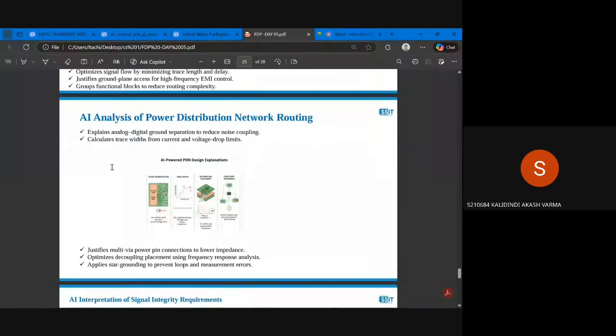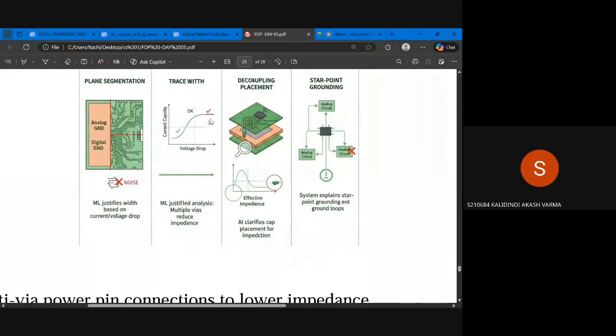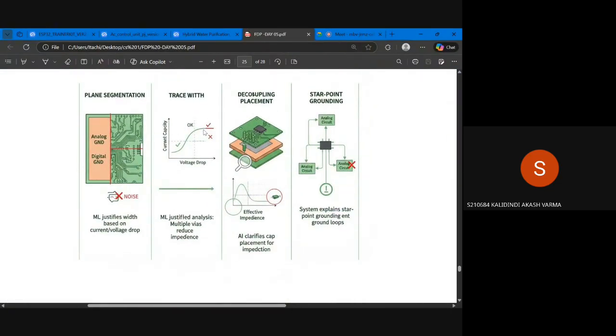AI will also analyze the power distribution network. If you are giving a requirement in the design tool itself, it recommends what the track width should be, what the track length should be, and what the direction of that particular track is. If you are minimizing the track width, it won't allow us to go further. So we should obviously go with the AI recommendations. If there is any analog, digital and power segmentation, it recommends that too.